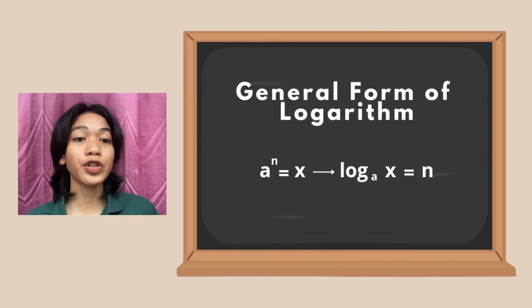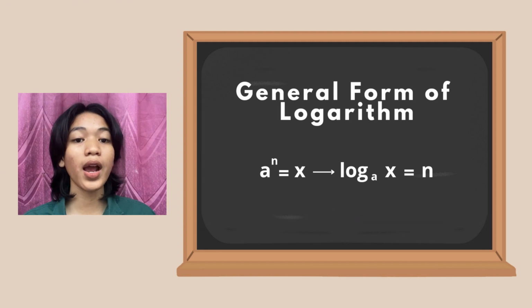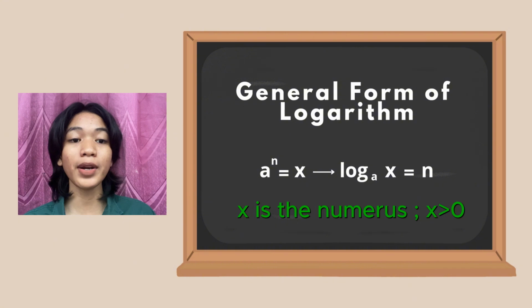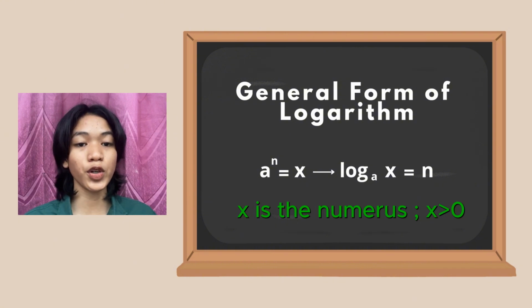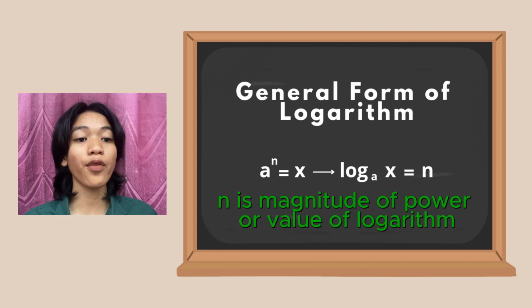If a to the power of n equals x, then log base a of x equals n, with a being the base, provided that a is greater than 0 and a does not equal 1. x is the numerus, provided that x is greater than 0. Then n is the magnitude of the power or the value of the logarithm.